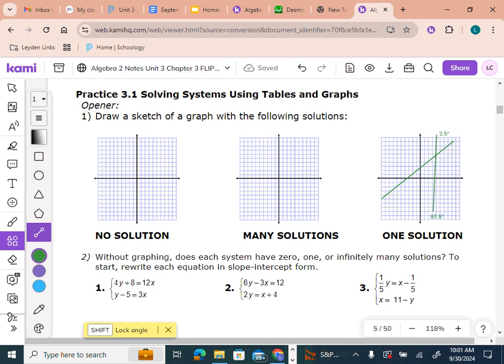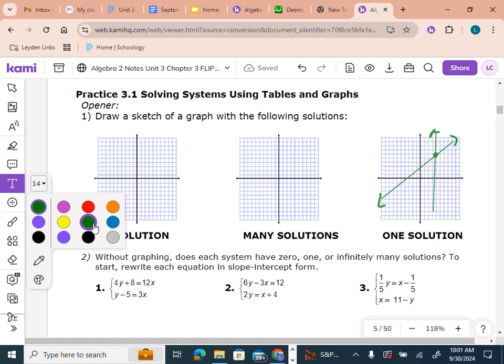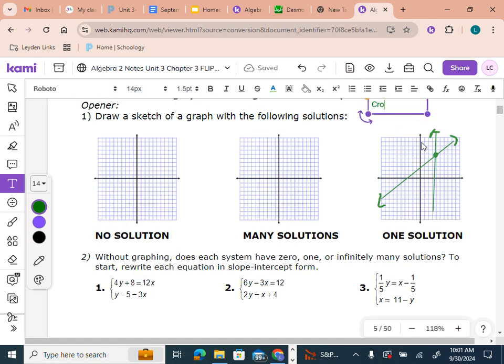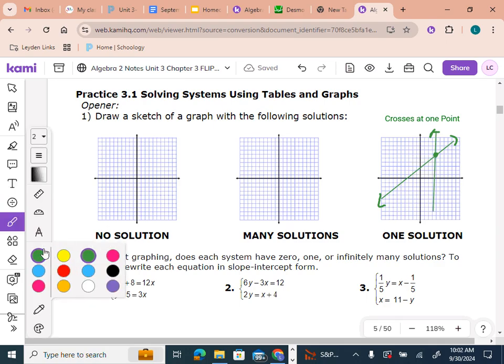Point, maybe something like this, right? And that 1 point that it crosses at is your one solution. Okay, so I would write above here, crosses at 1 point.